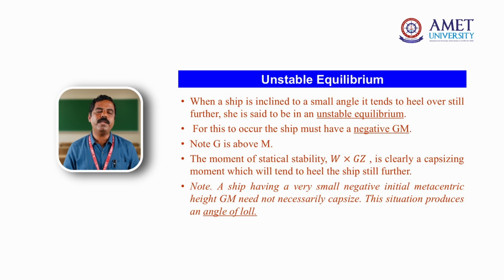G is located above the metacenter. There is a chance that G may be located above the metacenter. It should not happen. If G is located above the metacenter, that is called negative GM. This condition is called the vessel being in an unstable condition. Here also a moment will be created, but that moment will not help the vessel return to its original position.